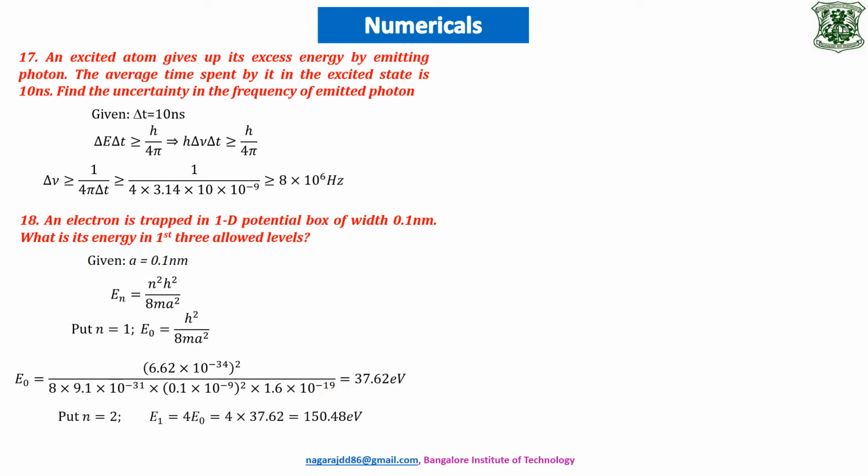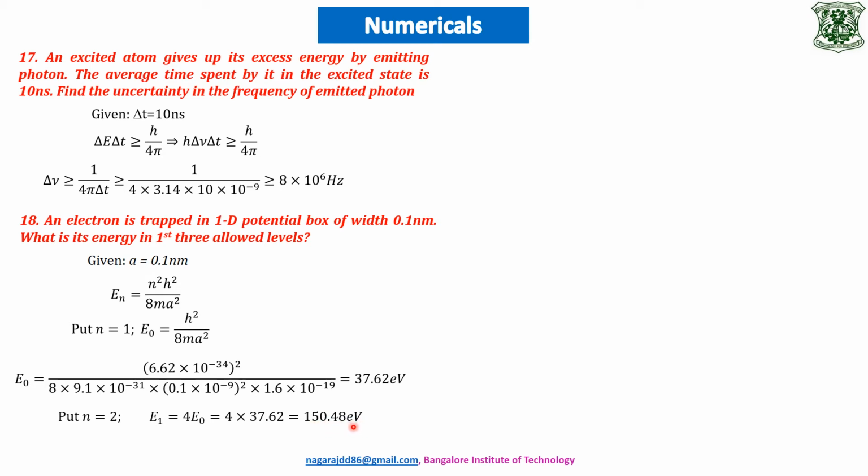Next calculation, that is for n equal to 2, the next allowed energy level. So here if you put n equal to 2, then it becomes 4 times h square by 8 m a square. That is 4 into E naught. This whole thing is E naught, that is h square by 8 m a square is E naught. So we can write E1 is equal to 4 E naught. Similarly, E2 is equal to 9 E naught, E3 is equal to 16 E naught, and so on. So E1 equals 4 E naught, that is 4 into 37.62, that is 150.48 electron volt.